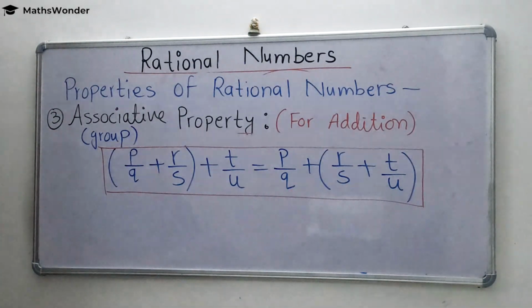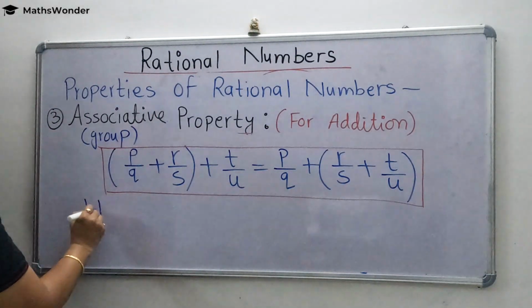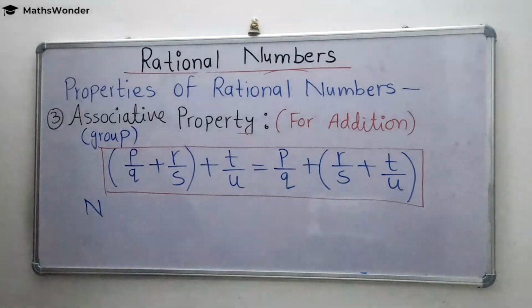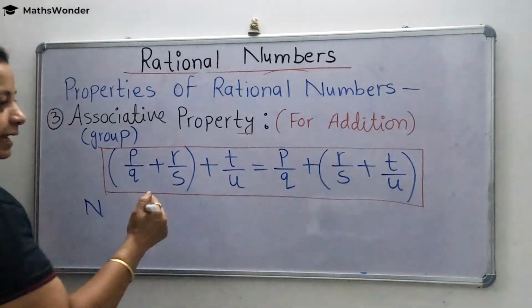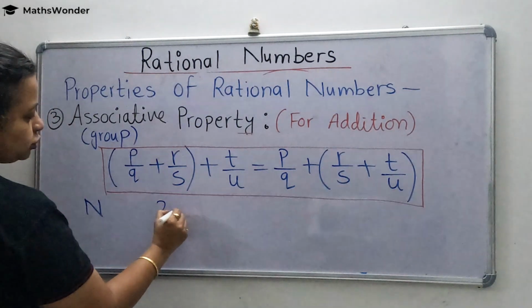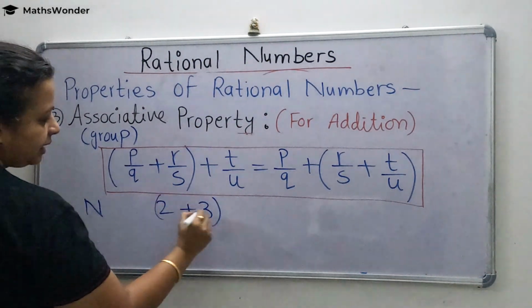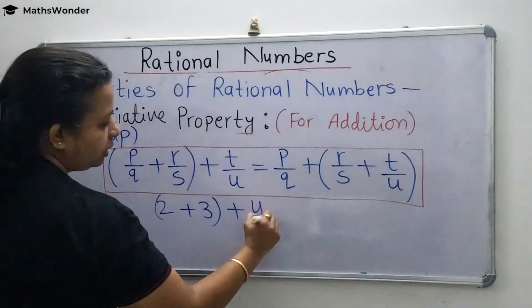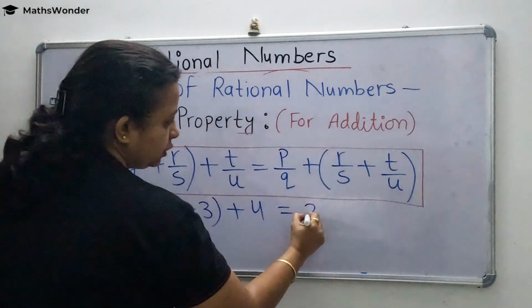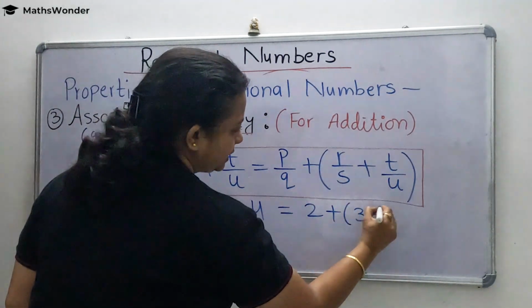So the same thing, if we do it in the natural numbers, right? The same associative property, when we use it in the natural numbers, we have to take any three numbers. So suppose 2 plus 3, added with 4, and 2 plus 3 plus 4.